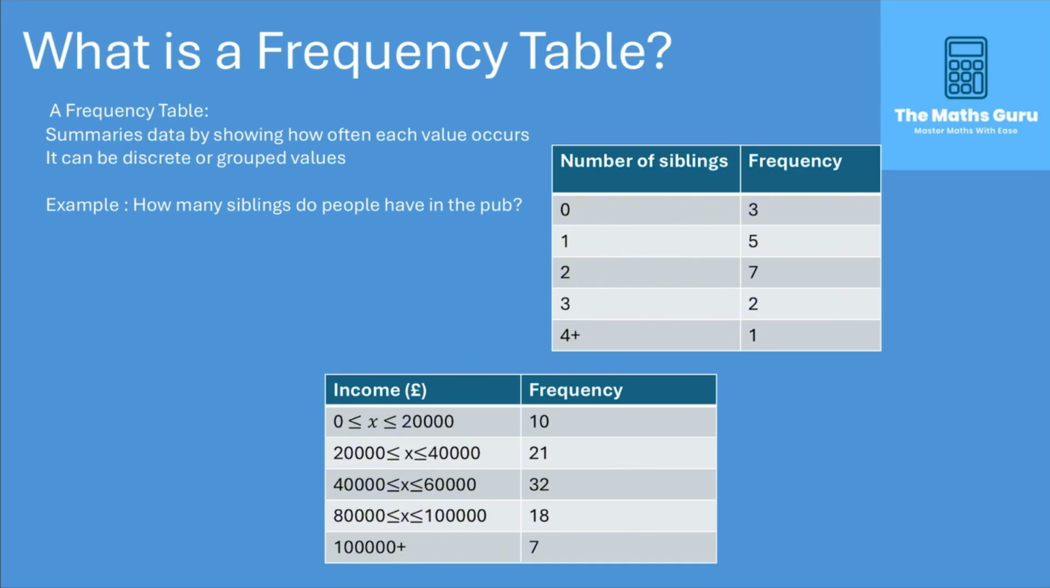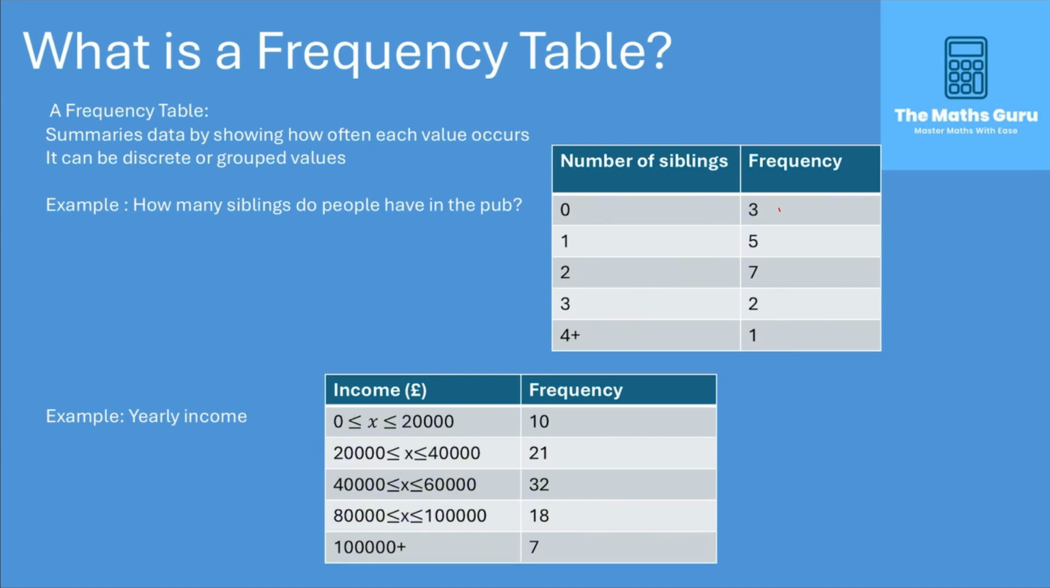So, the first example is how many siblings do people have? This could be done from a survey or whatever. If you look, 3 people have 0, 5 people have 1 sibling, etc. Another example could be yearly income. So let's say, for example, 32 people have an income between 40,000 and 60,000.